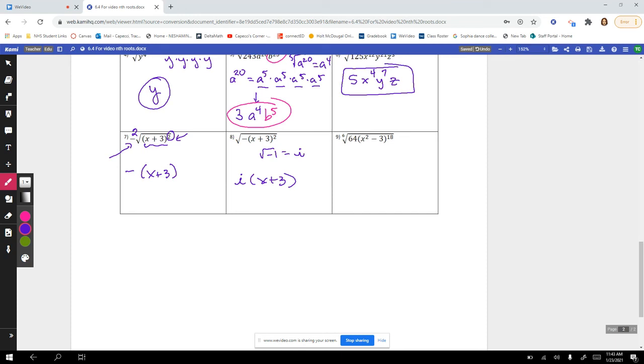Okay, last one for today. The 6th root of 64 is 2. And then I have x squared minus 3. 18 divided by 6 gives me 3.